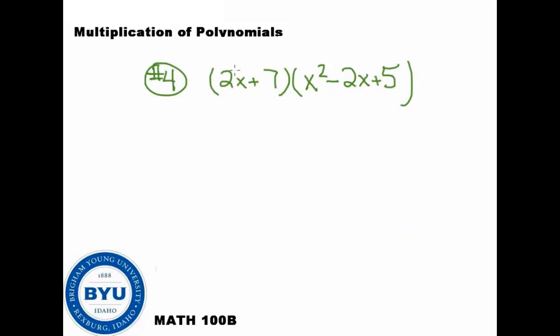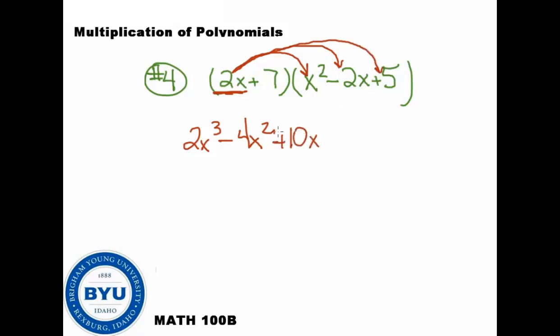So again, I'm going to super distribute the 2x. I'm going to start with the 2x first. So 2x times x squared comes out to be 2x cubed, because this is like a 1 for the power. And remember, when you multiply exponents, you add the powers. Okay. Then I'm going to take this one times this one. 2x times negative 2x is a negative 4x squared. And this one times this one, 2x times 5 is plus 10x.